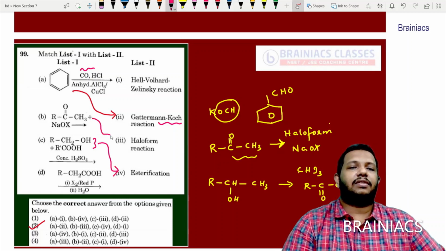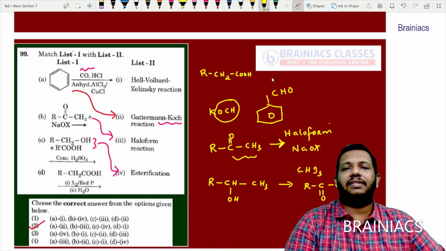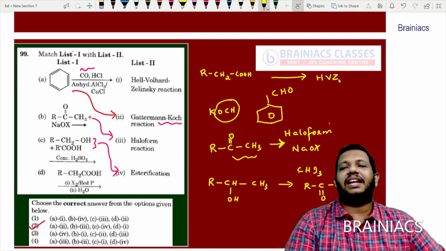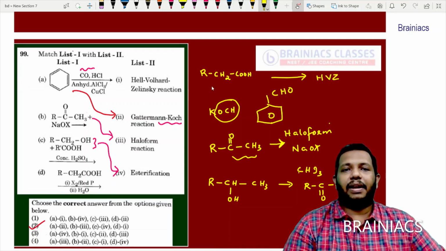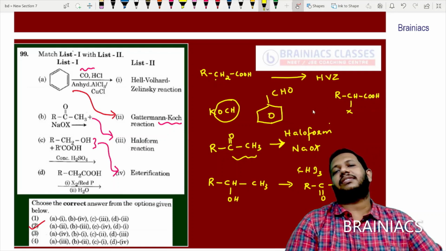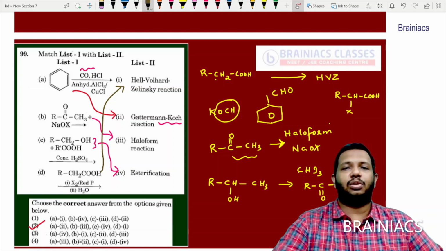So the second one is a case of haloform. Then the last one, RCH2COOH. Tell me what is that? RCH2COOH with red phosphorus. You can easily see the red phosphorus is present along with the halogen. We know it is the HVZ reaction, where one of the halogens will enter at the alpha carbon and you will get RCHX with the COOH. Hope you are remembering all these reactions. So the last one is a clear case of the Hell-Volhard-Zelinsky, HVZ, reaction. So option 2 is the correct answer.